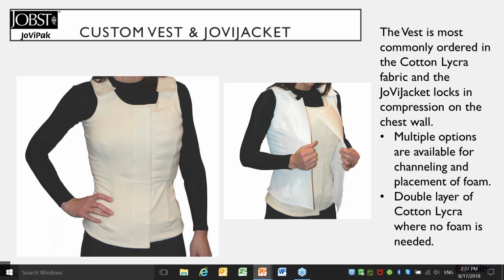The vest is the most commonly ordered in cotton lycra fabric, and the JoViPak locks that compression into the chest wall. There are multiple options available for channeling and certainly for placement of that foam. You can order it in 4-blend foam or 2-blend foam, of course. Every area that does not have cotton lycra with foam in it will be filled with a double layer of cotton lycra. That's where the foam is not needed.